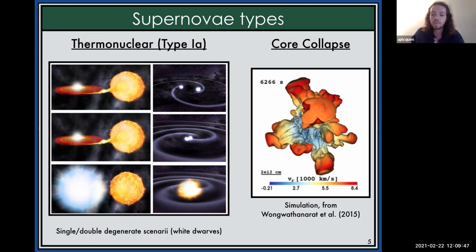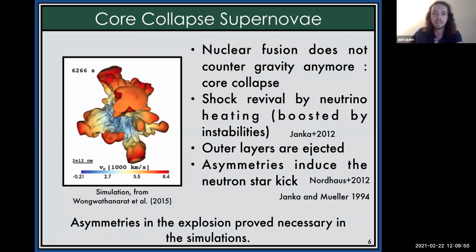The second type is the core collapse type, and we will focus on this one, because it is the main one I studied. At some point, the nuclear fusion that occurs in the core of the star does not counter the gravity anymore. So the core collapses on itself, into either a neutron star or a black hole, and the shock is revived by neutrino heating, which is boosted by instabilities. Thanks to that, the outer layers of the star are ejected, and the asymmetries in the matter induce the neutron star kick that is seen afterwards. It is important to note that asymmetries in the explosion were proved necessary in the simulations.